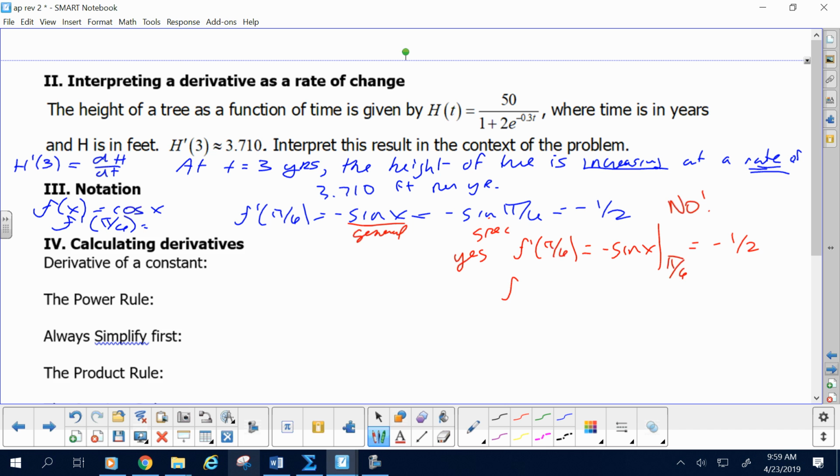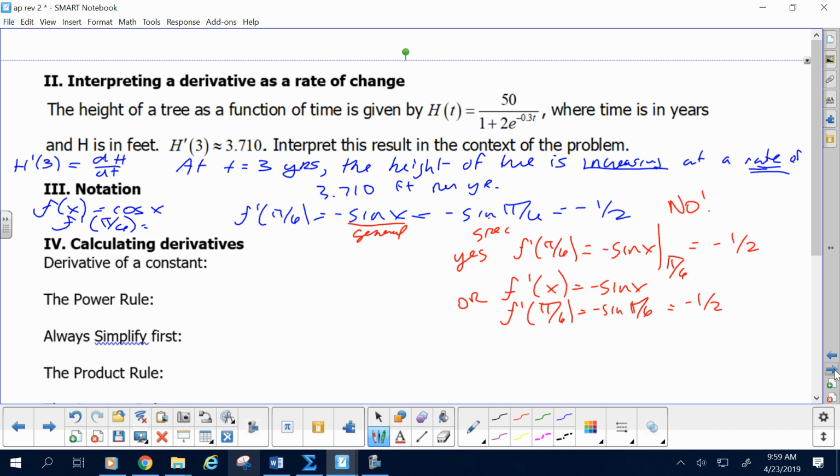Also, you could just separate the 2 into 2 steps. The general derivative is negative sine x. And the derivative at pi over 6 then is negative sine of pi over 6. And go from there. All right? But please don't blend general into the specific. Make sure you separate those two items.